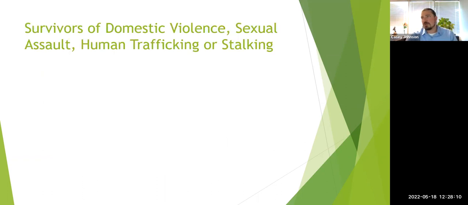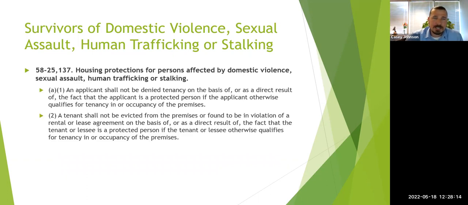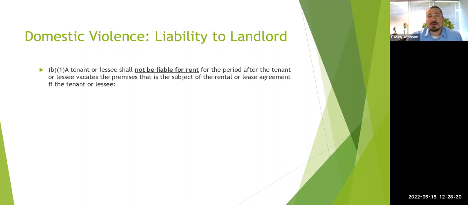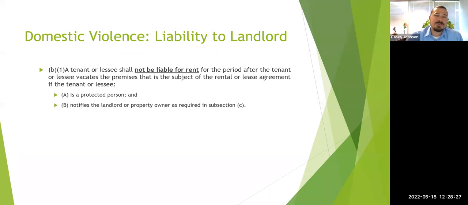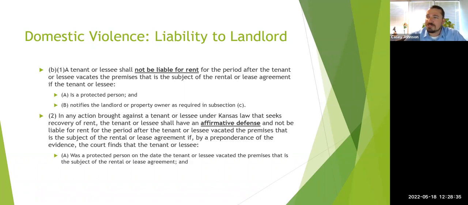There's a specific statute I won't go into great detail on. Basically, if you are a survivor of domestic violence, you can break your lease early. So first of all, a landlord can't refuse to rent to you based on that fact. And also, as long as you give the landlord notice that you are a survivor, you're not liable for rent. If you give notice to the landlord, then you can leave. The landlord can charge you up to 1 month termination if that's in the lease, but they cannot charge you any more rent than that.